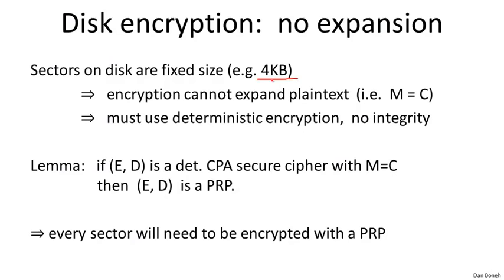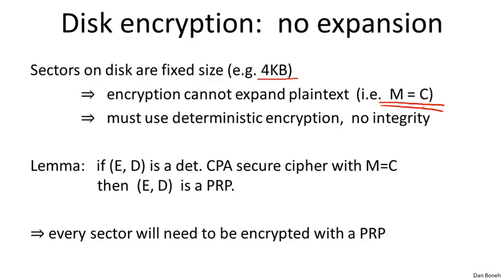And the problem is that there's no space to expand. In other words, if the sector size is 4 kilobytes, the ciphertext size also has to be exactly 4 kilobytes because there's nowhere to write the extra bits if the ciphertext was bigger than the plaintext. And so our goal is basically to build a non-expanding encryption where the ciphertext size is exactly equal to the plaintext size. So what does it mean that encryption can't expand? Well, technically we're saying basically the message space is equal to the ciphertext space. So the message space would be 4 kilobyte messages, and the ciphertext space would also be 4 kilobyte messages.